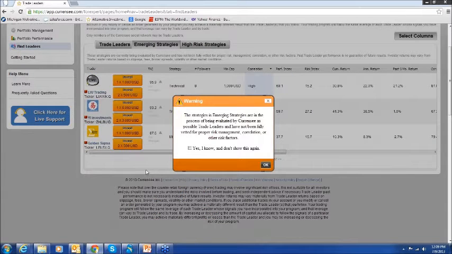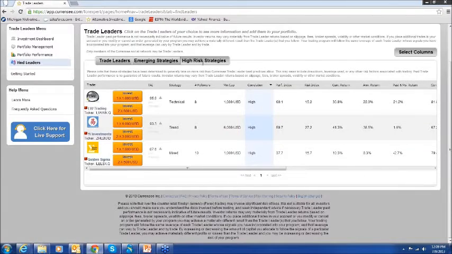These are new strategies that we are watching that we don't have the timeline on in a live environment, that we've been following, some of the trade leaders that have made it onto there. And then we also separate by high risk strategies. These are some of the trade leaders that we've known for a while. Their strategy tends to be a little bit more risk, gain, loss, risk, reward. So we have that as a high risk strategy, just so you know.